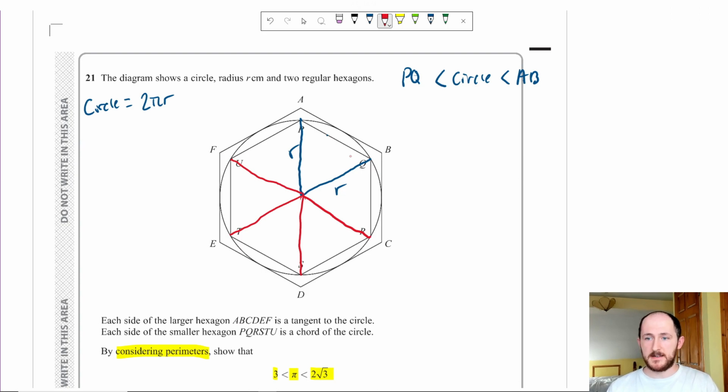Yep. As in, all of these triangles are the exact same. They're identical. I shouldn't have said equilateral. I should have said isosceles. But they're all the exact same. So in other words, all I'll need to do is work out the length of this side and times it by 6, and I get the perimeter of the hexagon, sorry, not the circle.